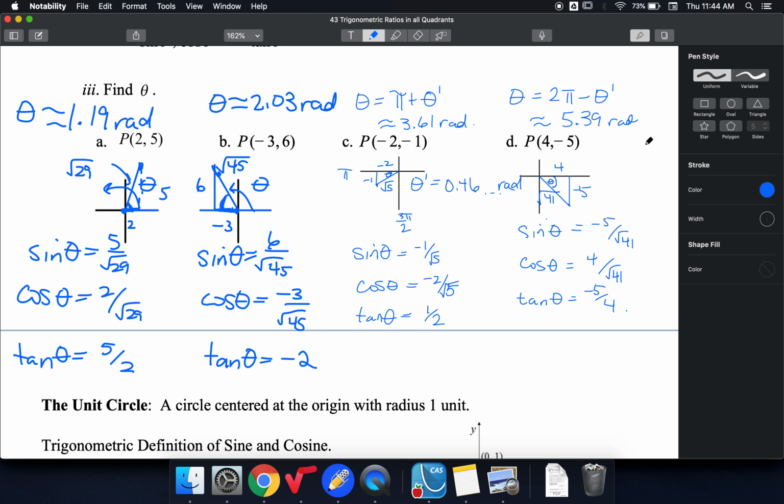This takes a lot of practice to get comfortable with, knowing whether I'm adding the reference angle, subtracting the reference angle, and it's really being comfortable with the idea of 0, pi over 2, pi, 3 pi over 2, 2 pi. And I could keep going forever and ever.